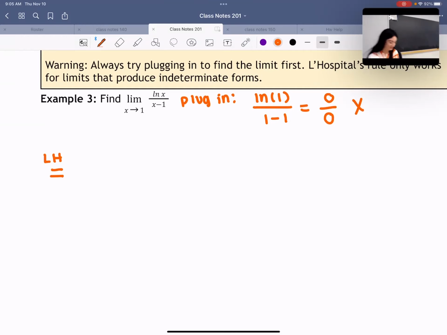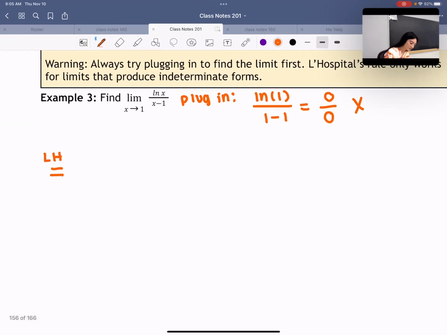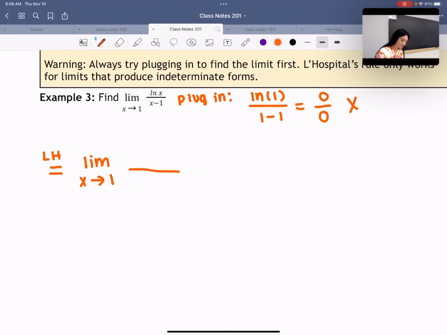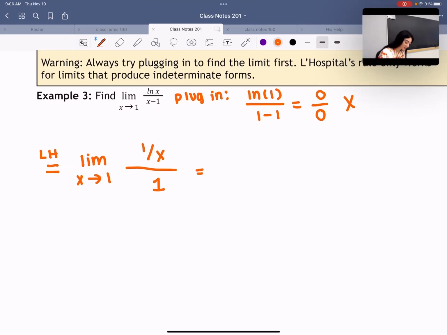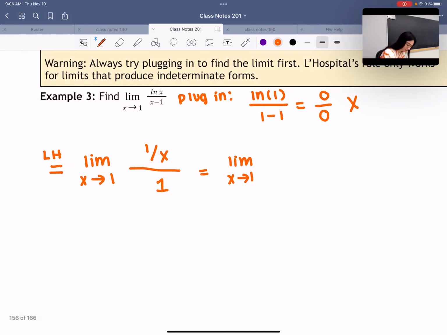No. Okay, good. Okay. So this is the same as the limit as x goes to 1. And we have to do the derivative of the top. What's the derivative of ln of x? 1 over x, right? That's the one we had to memorize. And what's the derivative of x minus 1? 1, good. Okay, so let me just clean this up a little bit. This is the limit as x goes to 1 of, well, just 1 over x, right? Okay. Now we have a limit that we know how to solve.